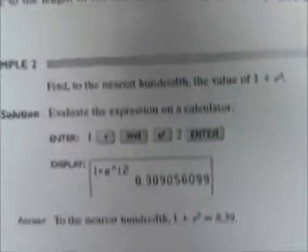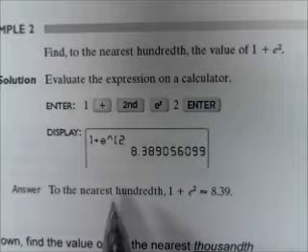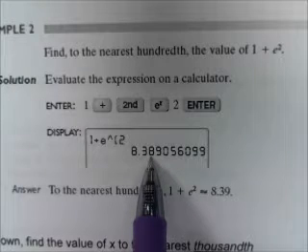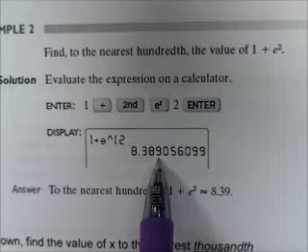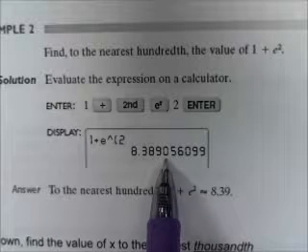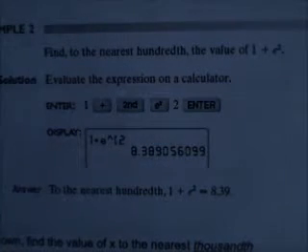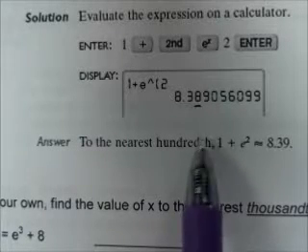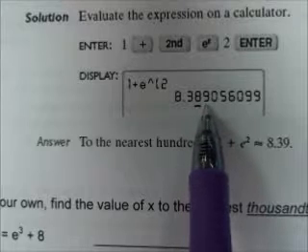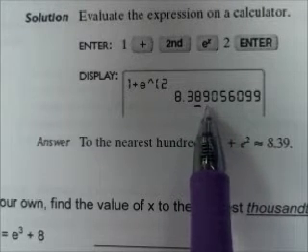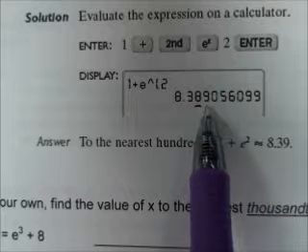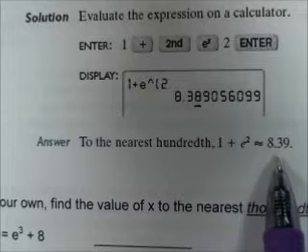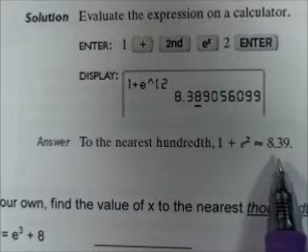Rounding the answer to the nearest hundredth. Remember our decimal places. The 3 is the tenths place, the 8 would be the hundredths, the 9 would be the thousandths, ten-thousandths, hundred-thousandths, and so on. The 8 is in the hundredths place. You look to the right. If it's 5 or greater, you round up, which this is 9, so the 8 is going to round up to 9, yielding 8.39 rounded to the nearest hundredth.